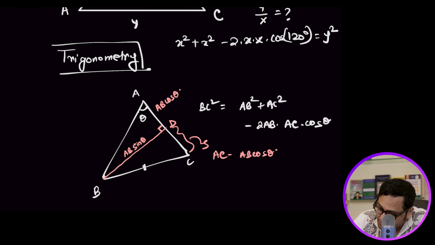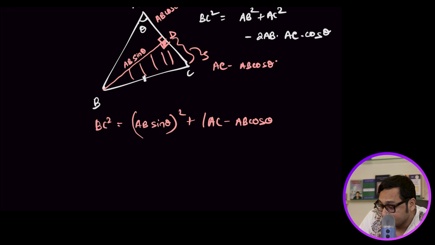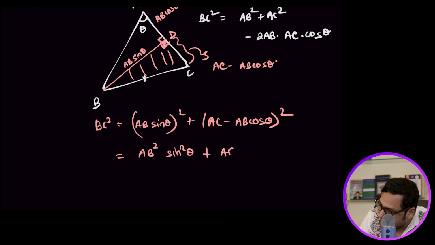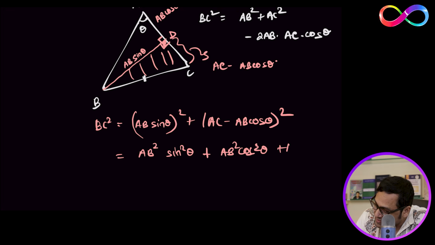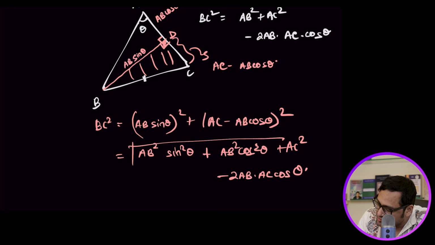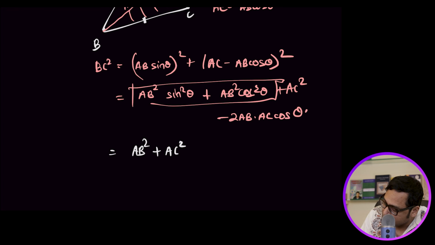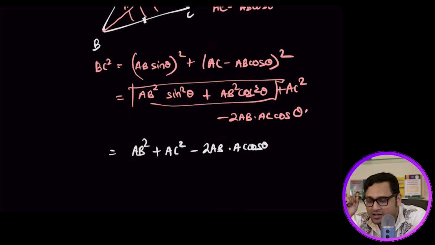So now you can apply Pythagoras theorem on this triangle. You'd get BC square is equal to AB sine theta whole square plus AC minus AB cos theta whole square. And that would be AB square sine square theta plus AB square cos square theta plus AC square minus twice AB times AC cos theta. And then you can just combine these two to get sine square theta plus cos square theta is equal to 1. So you get AB square plus AC square minus 2AB times AC cos theta. That's the quick sort of proof of the cosine rule. Most of you should know this, but even if you don't, that's totally fine. This is how you can prove it.